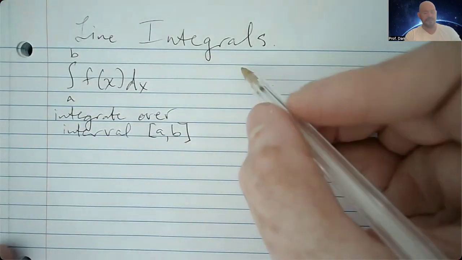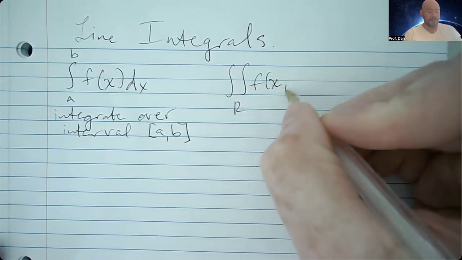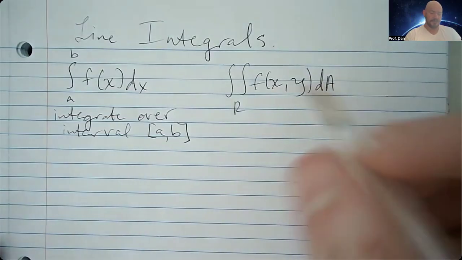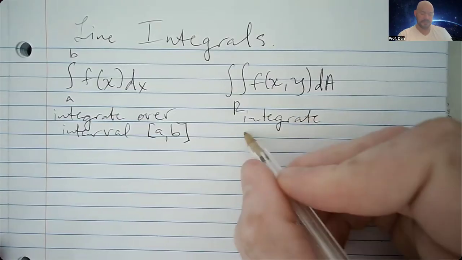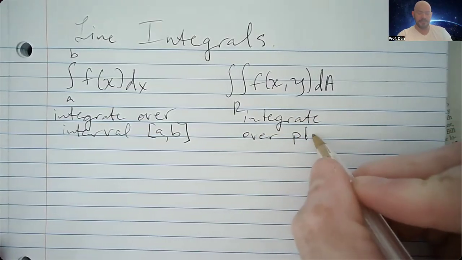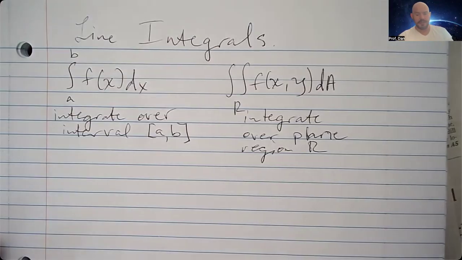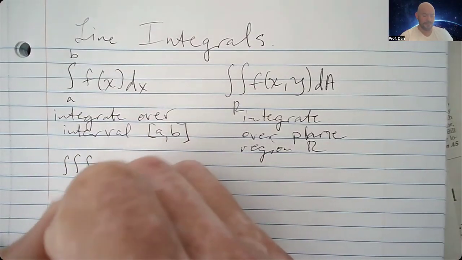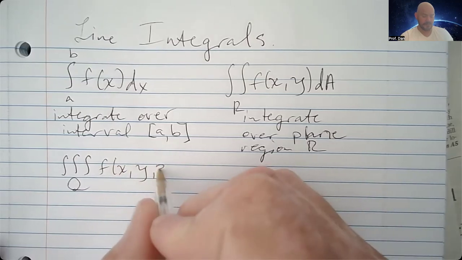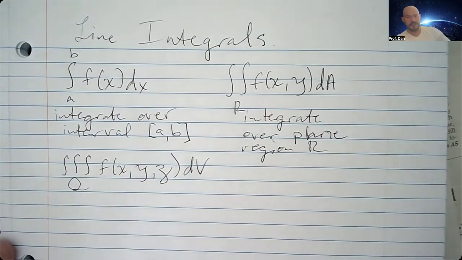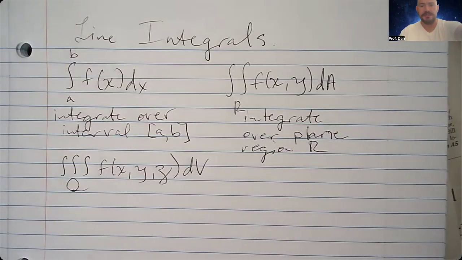Here you've learned how to integrate over a couple of other things, right? So you learned how to do double integrals as well. And that one we were integrating over a plane region R. And then you've also learned how to do triple integrals, right? And this you are integrating over a three-dimensional space, cube.